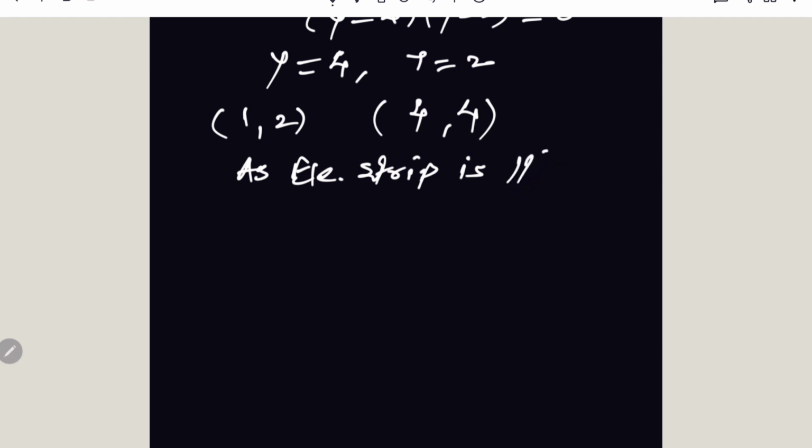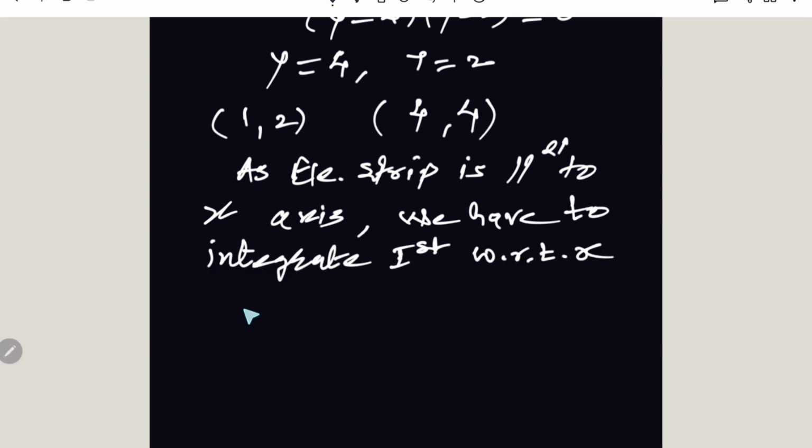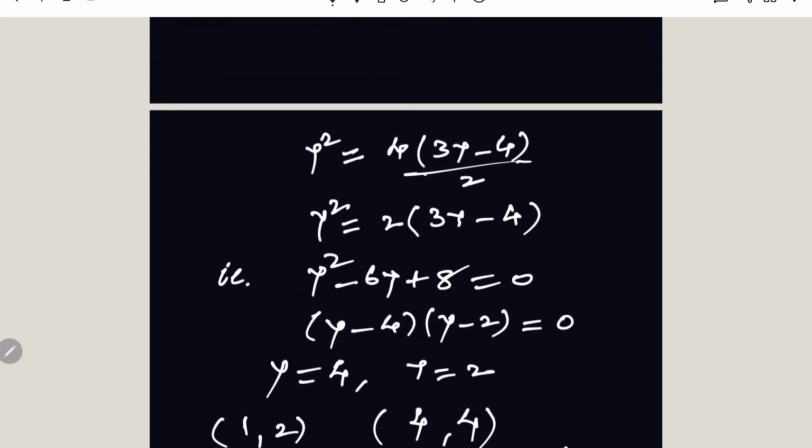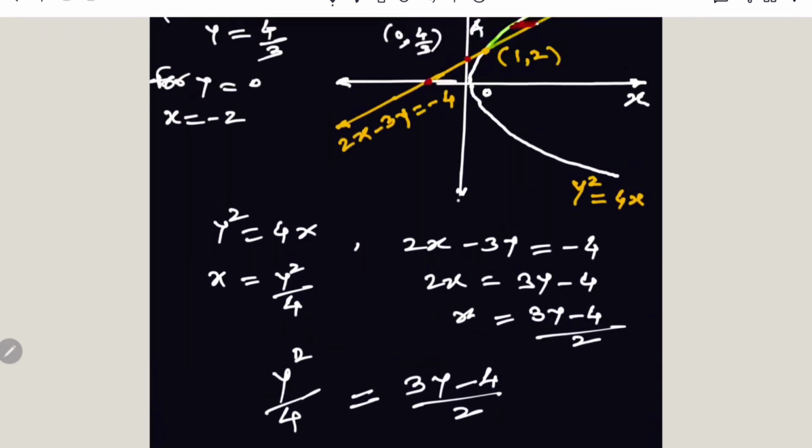As the elementary strip is parallel to x-axis, we have to integrate first with respect to x between limits x is equal to, x is equal to. How to get those limits? With the help of the ends of that strip.